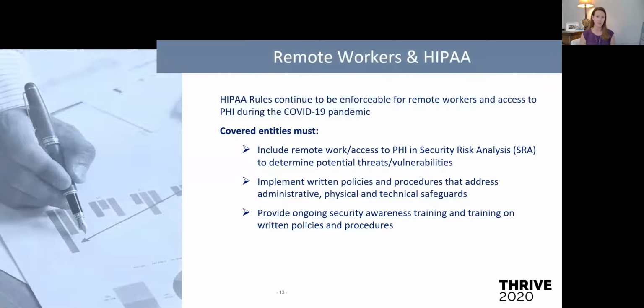So you have to have those written policies and procedures that address administrative, technical, and physical components of the security rule. In addition to that, you want to make sure you're providing ongoing security awareness training, just like you would in the practice.